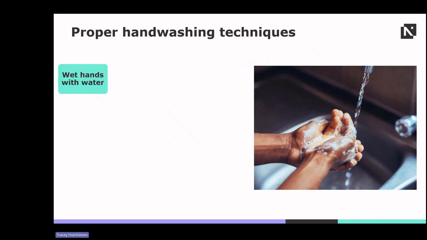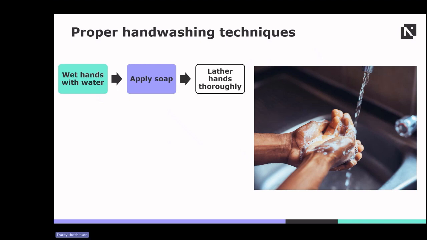First, wet hands with water. Start by wetting your hands with clean running water. Adjust the temperature to a comfortable level. Next, apply soap. Dispense an adequate amount of soap into your hands. Use enough to create a good lather for effective cleaning.